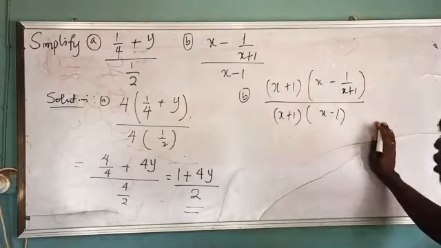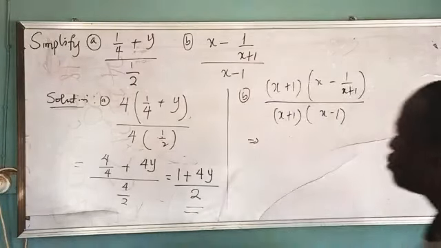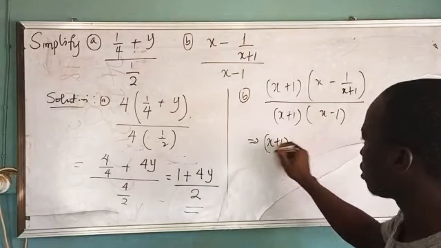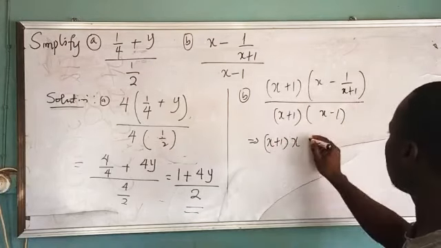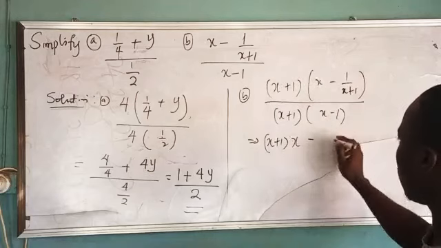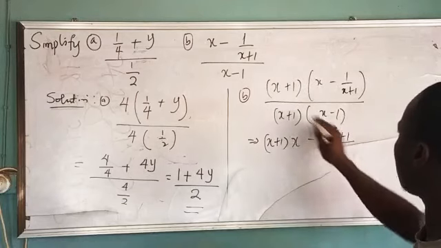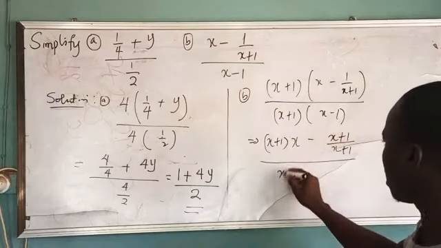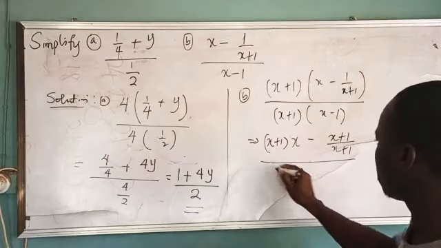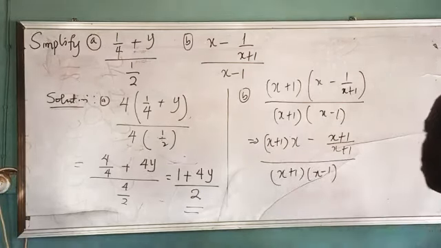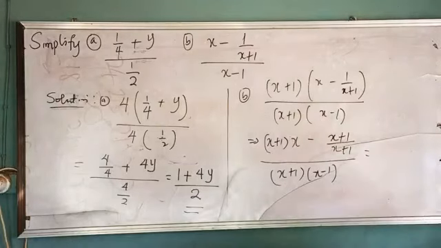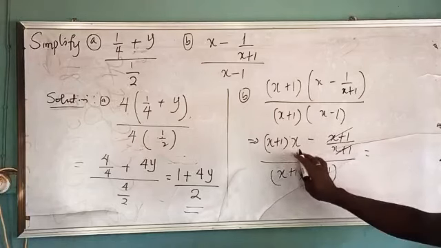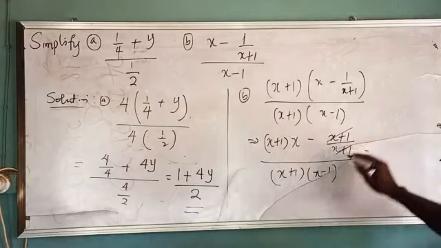I don't know, maybe you are getting what I'm doing here. So from here, what can we do? We multiply this one by this, so we have x plus 1 into x, then minus x plus 1 multiplied by 1, we have x plus 1 over x plus 1 divided by x plus 1 x minus 1. Are you getting what I'm doing? So from here, what's the next thing to do? You can see that this one will cancel this one.